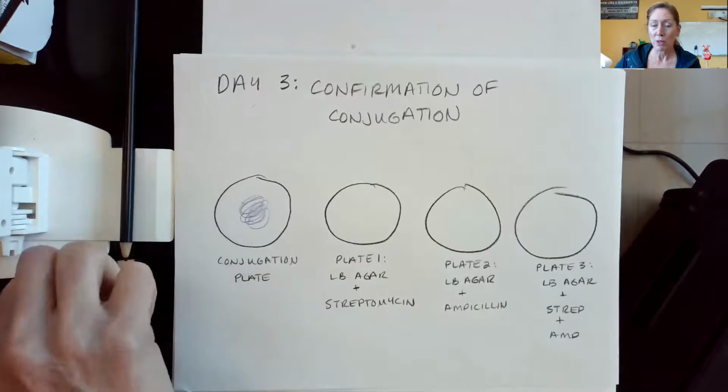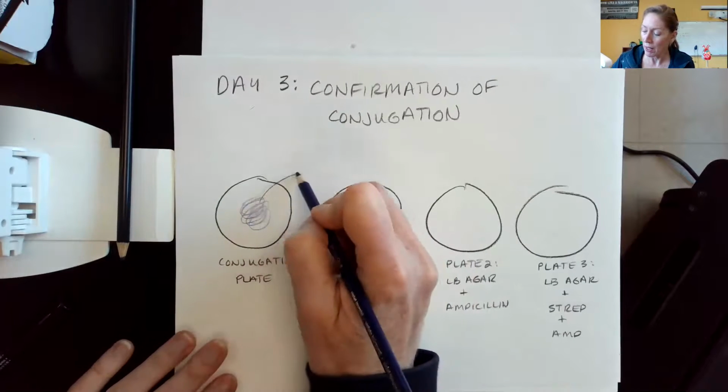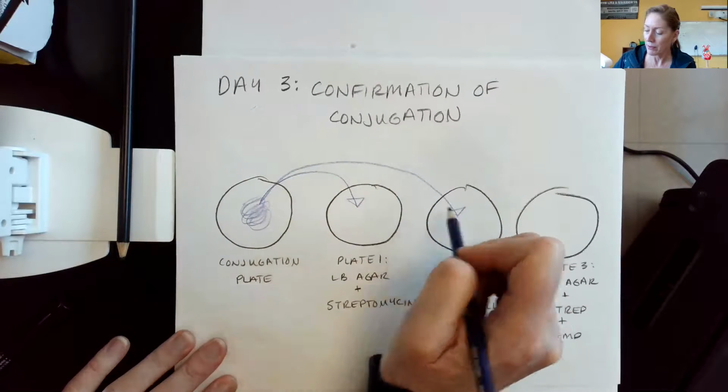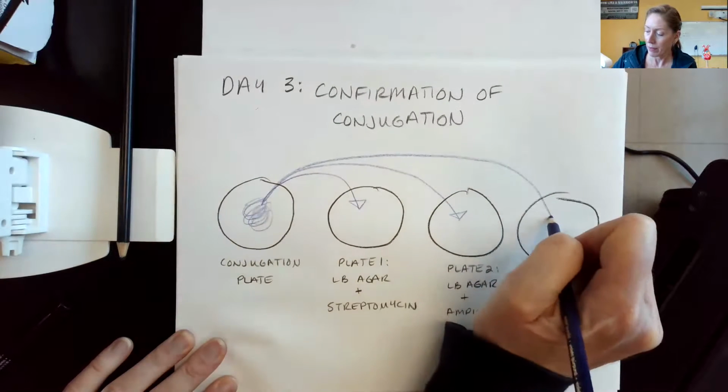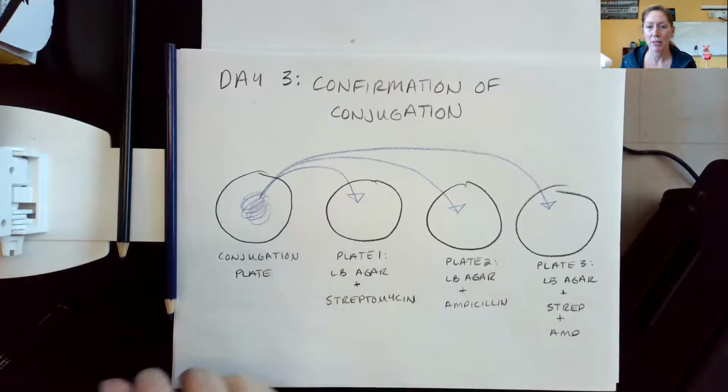Okay, so what we would do on this day is we're going to take some of this bacteria from the conjugation plate and we're going to put some on each of the different plates. And we're going to incubate them and check them for growth the next day.